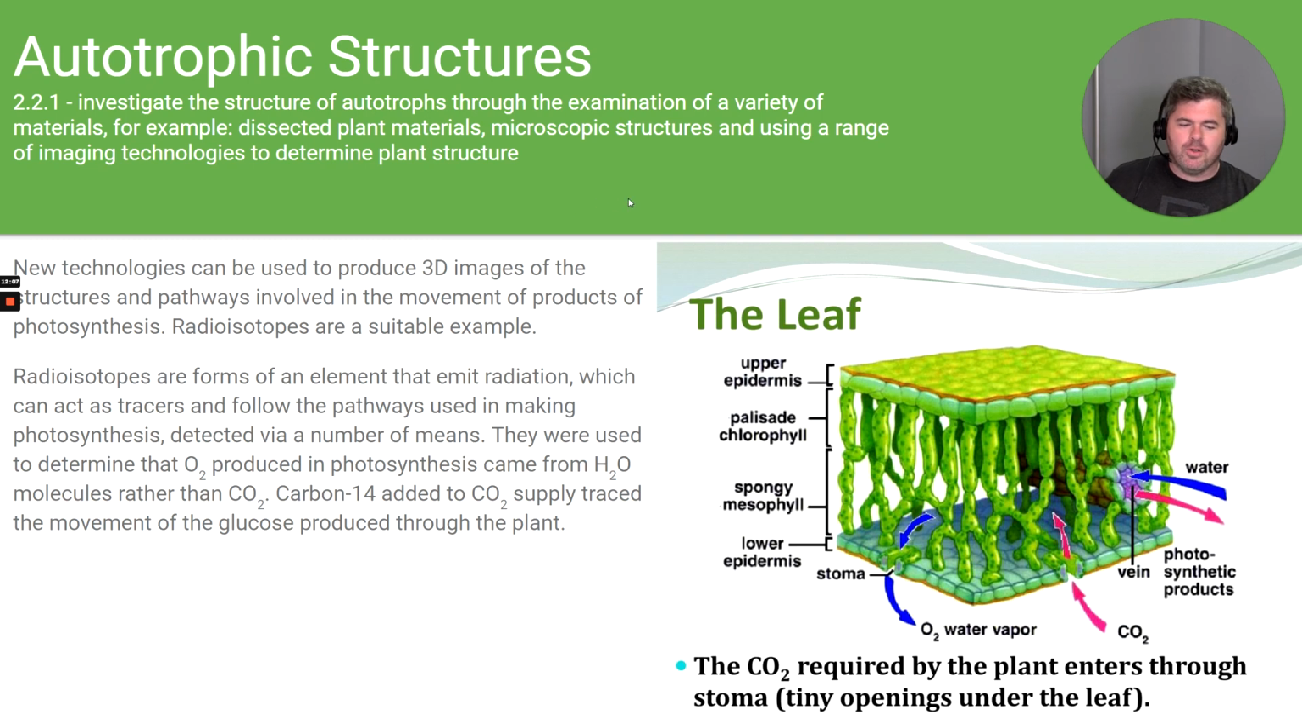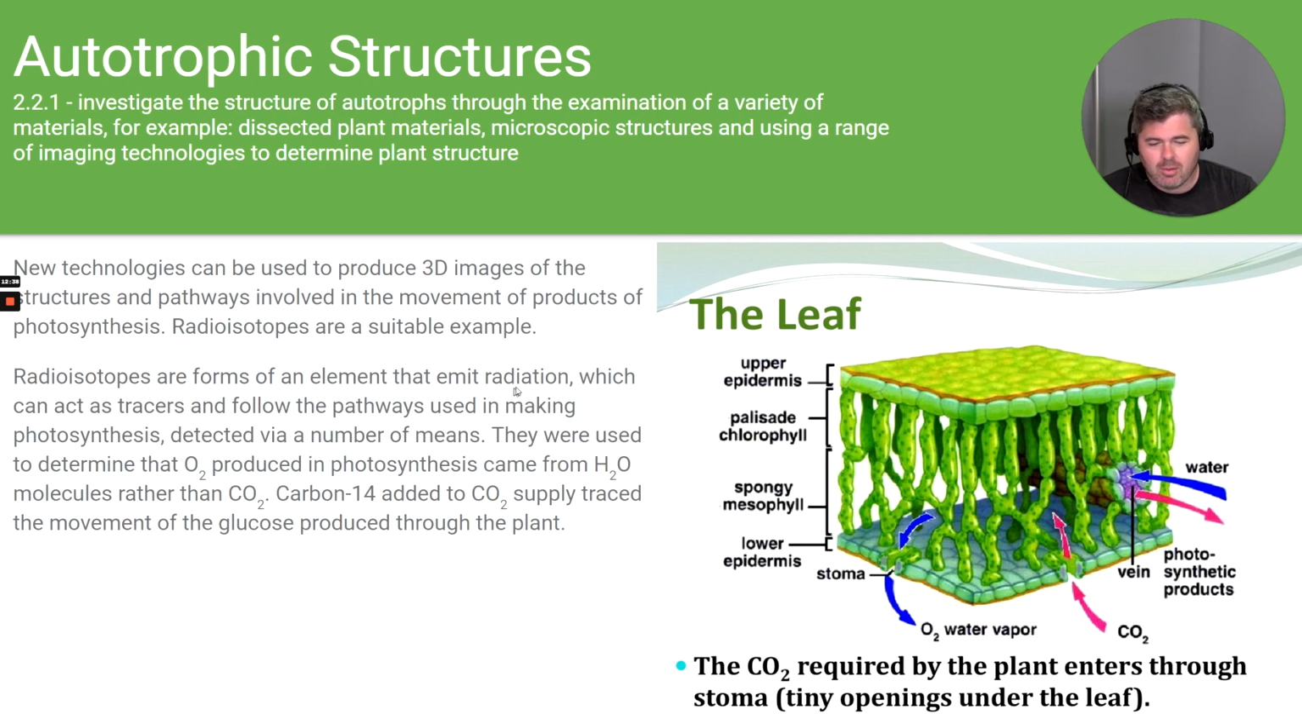Now, autotrophic structures. When we're talking about autotrophs, 9 times out of 10, we're talking about plants. In order to understand exactly what's happening inside of an autotroph, we need to have the right scanning technology. And this can vary in different styles. So let's have a look at what types of technologies are available. New technologies can be used to produce 3D images of structures and pathways involved in the movement of products of photosynthesis. Radioisotopes are one possible example.